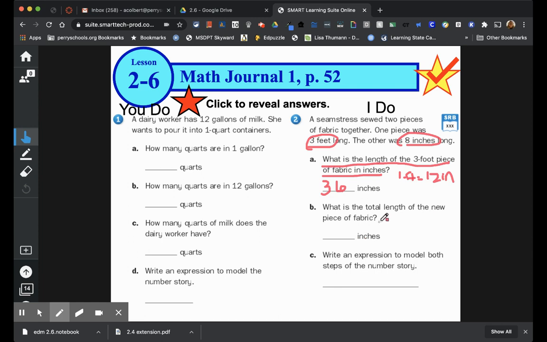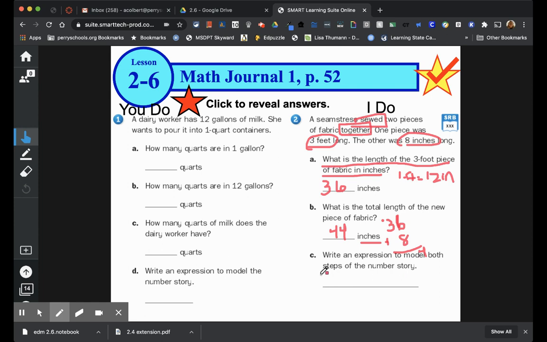What is the total length of the new piece of fabric? And again, we're using inches. So I'm going to turn this into 36 plus 8, because we're sewing 2 pieces together. That tells me we're adding them together. So I know that 6 plus 8, so we have 6, 7, 8, 9, 10, 11, 12, 13, 14. Put my 4, carry my 1. So it's going to be 44 inches.